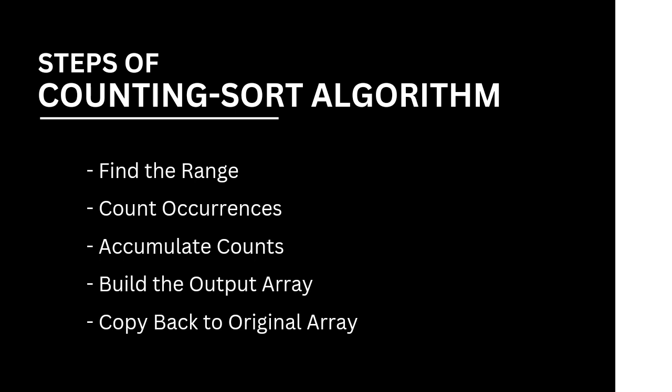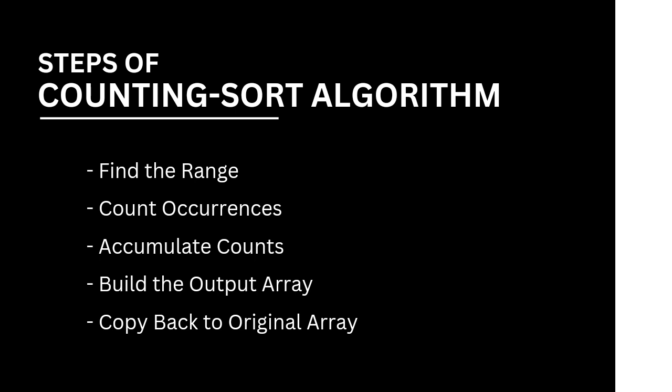The first step is to find the range. All you have to do is determine the range of input elements, including the minimum and maximum value. Your input elements are obviously your array, and you just determine where it starts and where it ends. Then you count the occurrences. All you have to do is create the count array that stores the number of occurrences of each unique element.